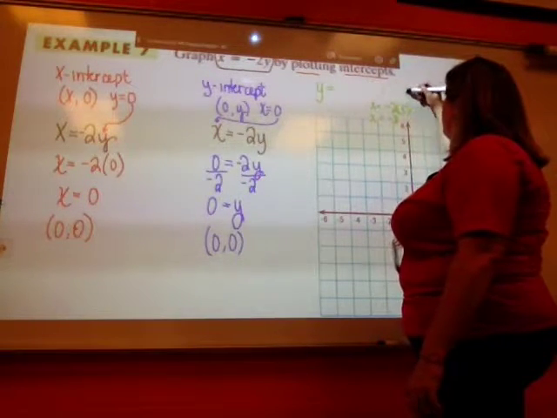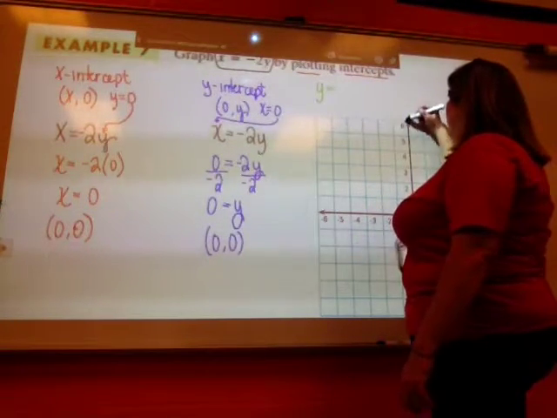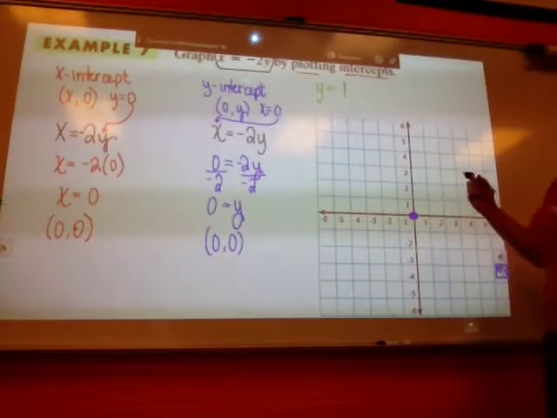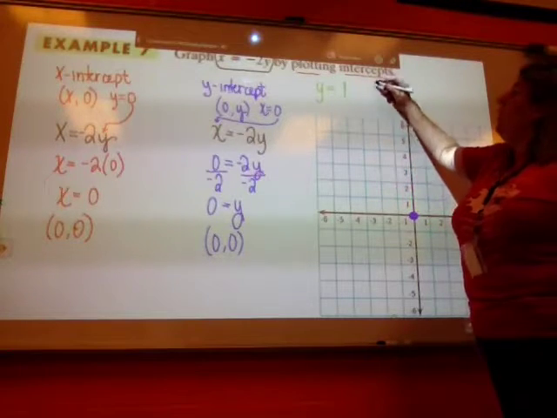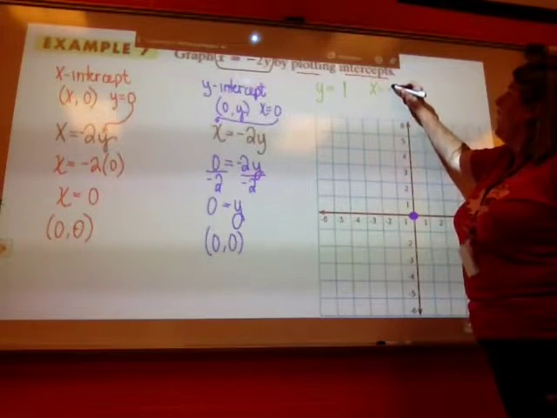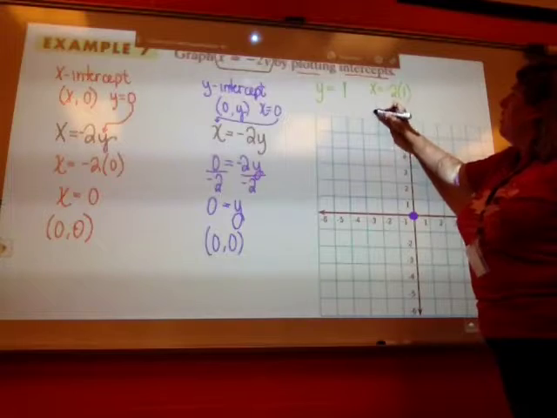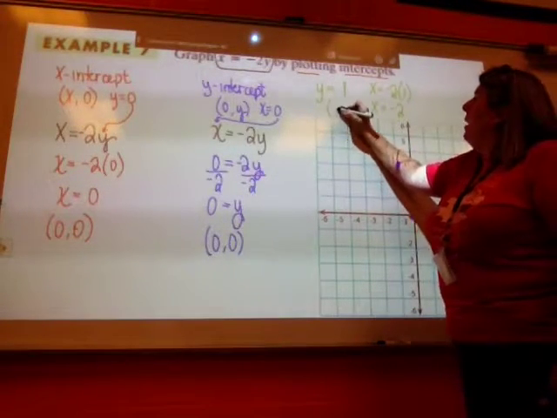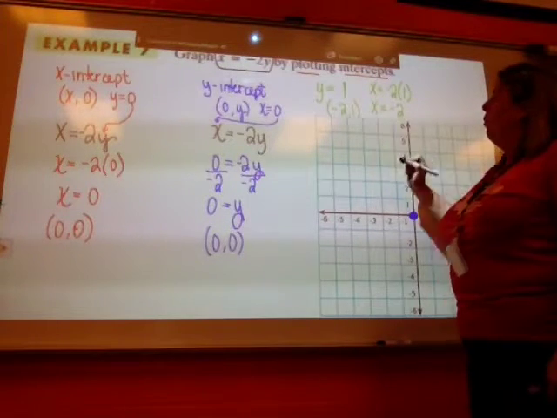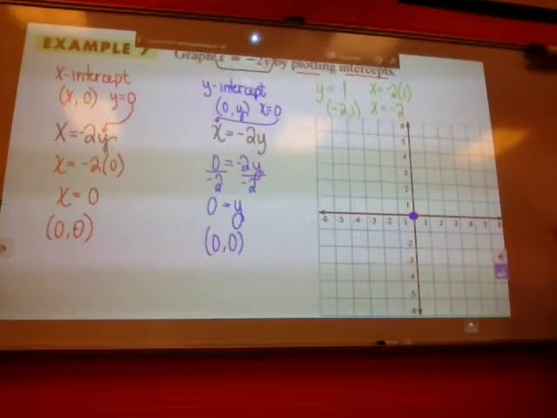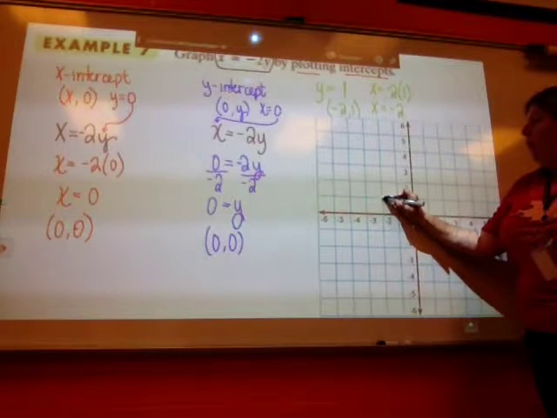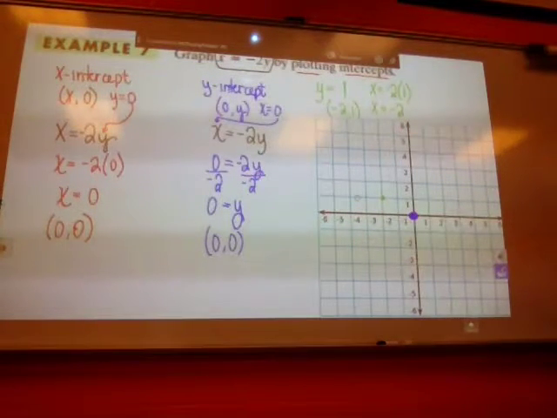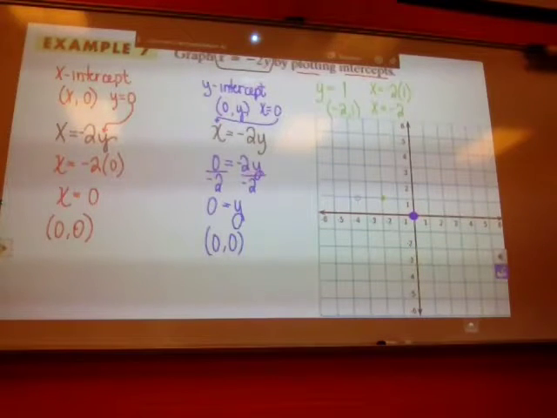What would be an easier one to pick? 1 would be the best. Yes. Because everybody can multiply by 1. Okay, so 1. So if y is equal to 1, then we have x is equal to a negative 2 times 1. So x would be equal to a negative 2, and our ordered pair would be negative 2, 1. So now I could go plot negative 2, 1, and know that that's my line. Does that make sense?